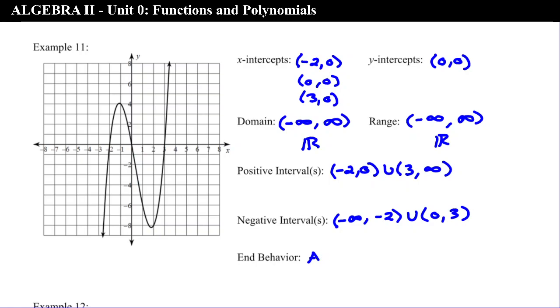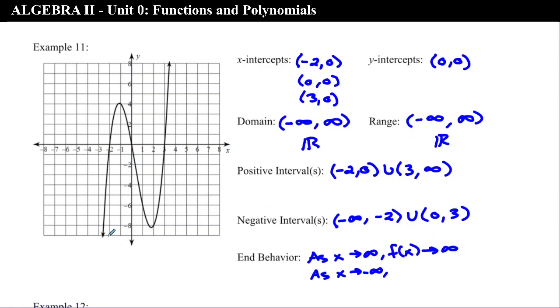So the first of which will be as x goes to infinity. And the second one will start as x goes to negative infinity. We want to see what the function does, or in other words, what does our y do. So as x goes to infinity, that's on this side, on the right-hand side. Where's y going? Well, since we're going up, y is going to infinity as well. And we're going to write that as f of x goes to infinity.